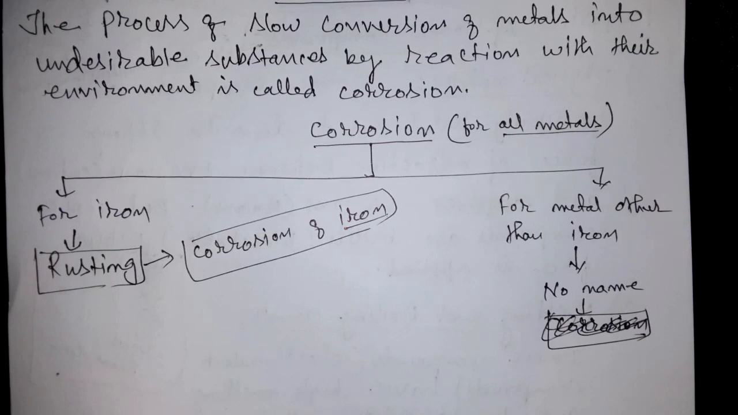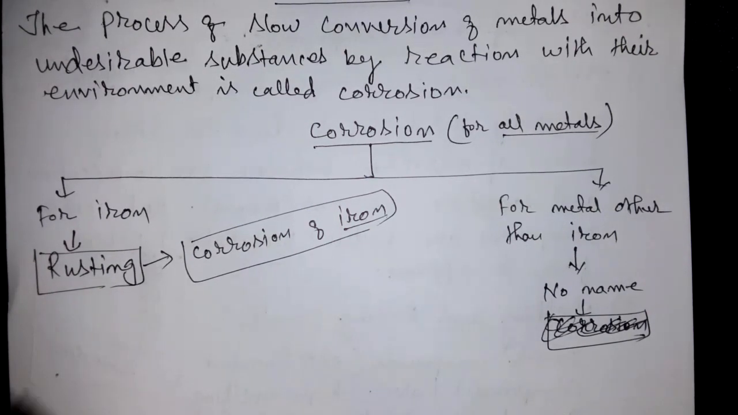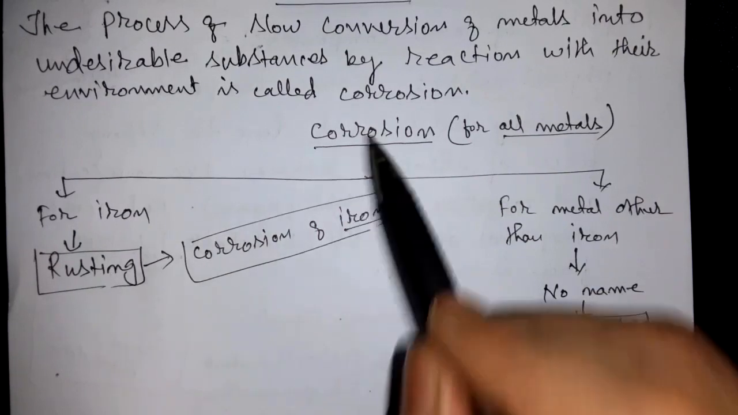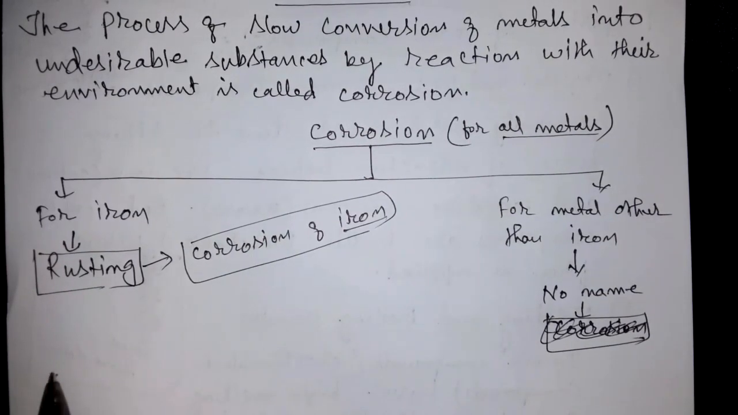But don't think that iron is the only metal which can spoil. Copper also can spoil. When copper spoils, something brown is not produced, something green is produced. So when copper is spoiling, you can't say rusting. You have to say corrosion. Only for iron, a special name is given called rusting, and for all the other metals, no name is given, so you only have to use corrosion. Even for iron we can use corrosion, no problem, but since a separate name is given, it is better to use the separate name for iron, and for other metals we can use corrosion.